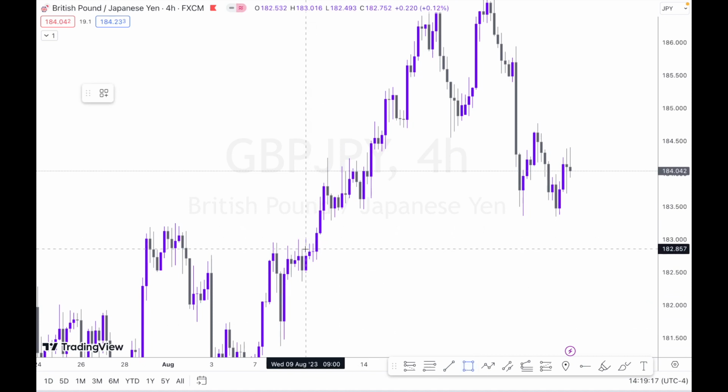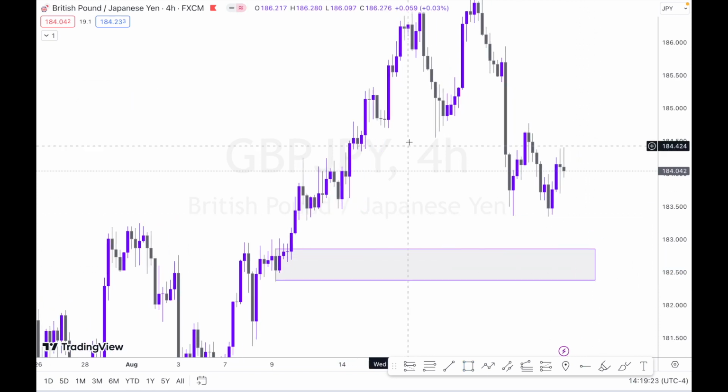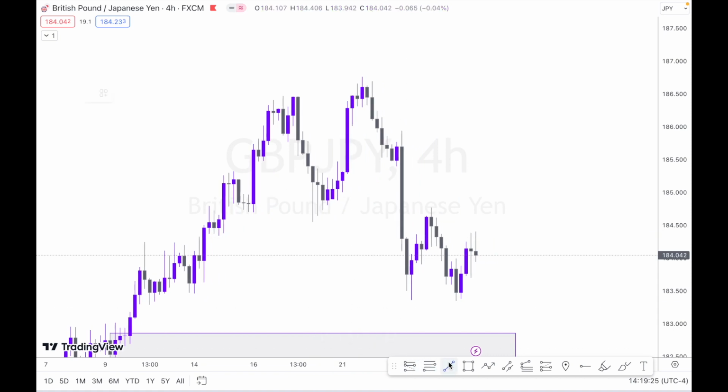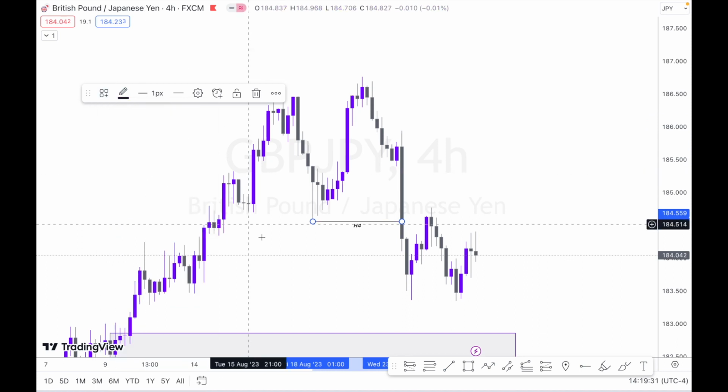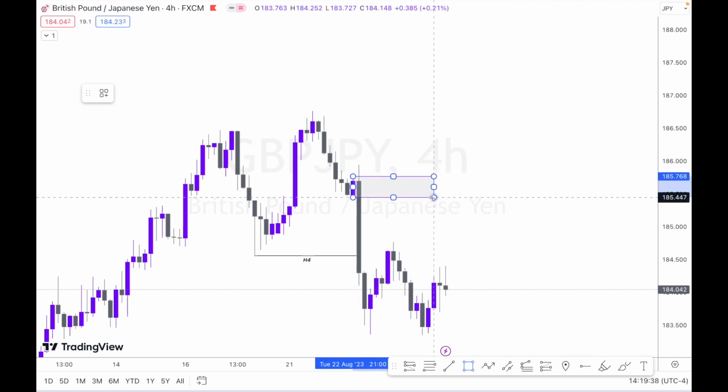We have a zone here on GJ that we still did not tap into yet, right? So we broke structure here though. So now look at this. We broke structure here. Broke structure here, and we have a zone right here. I don't think we're gonna come up here.